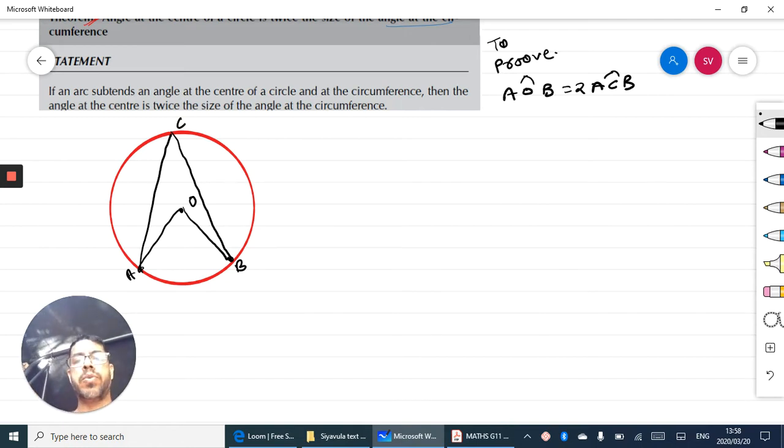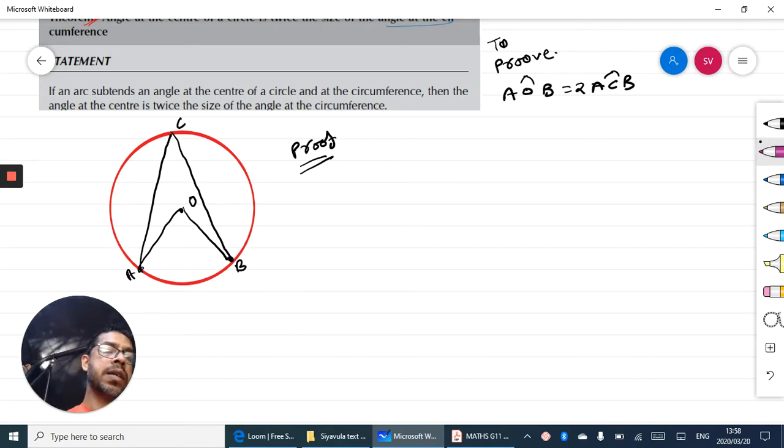So if I start proving my theorem, likewise the previous theorem, we started proving the theorem by constructing a radius. So in this case also we are going to do the same. I will construct the radius CO, but I extend it till D so that I can have two different angles at the center, O1 and O2, and C1 and C2. So I will start writing my work.